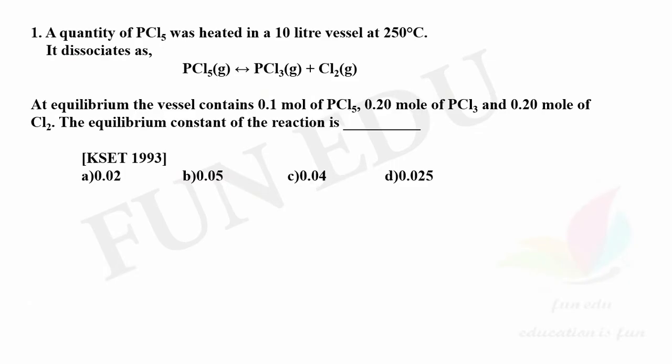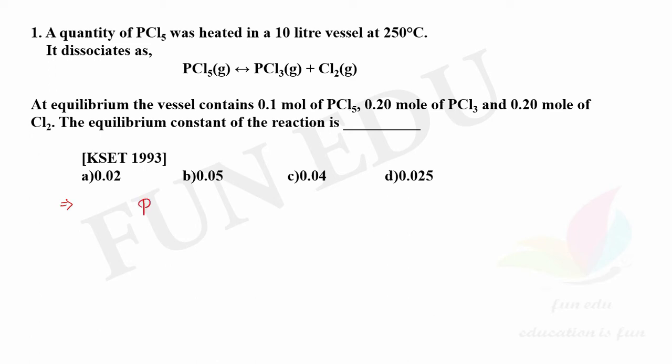A quantity of PCl5 was heated in a 10 liter vessel at 250 degrees Celsius. It dissociates as PCl5 in equilibrium with PCl3 plus Cl2, all in gaseous state. At equilibrium, the vessel contains 0.1 mole of PCl5, 0.2 moles of PCl3 and 0.2 moles of Cl2. The equilibrium constant of the reaction is... So, in the reaction, you need to find out the equilibrium constant.